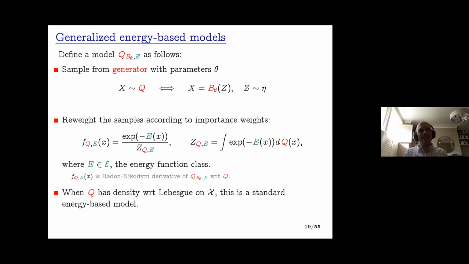So how do we take our generator and incorporate, in some sense, critic information into it? To do this, we're going to define a class of models called the generalized energy-based models. I'm going to express this on the top of the slide as Q, B theta, and E. B theta is my generator, and E is my energy function that derives from my critic.